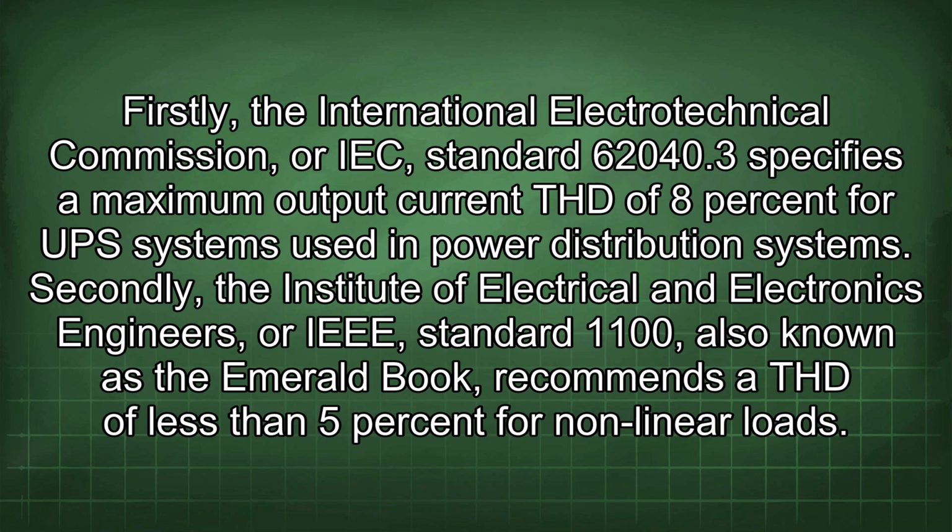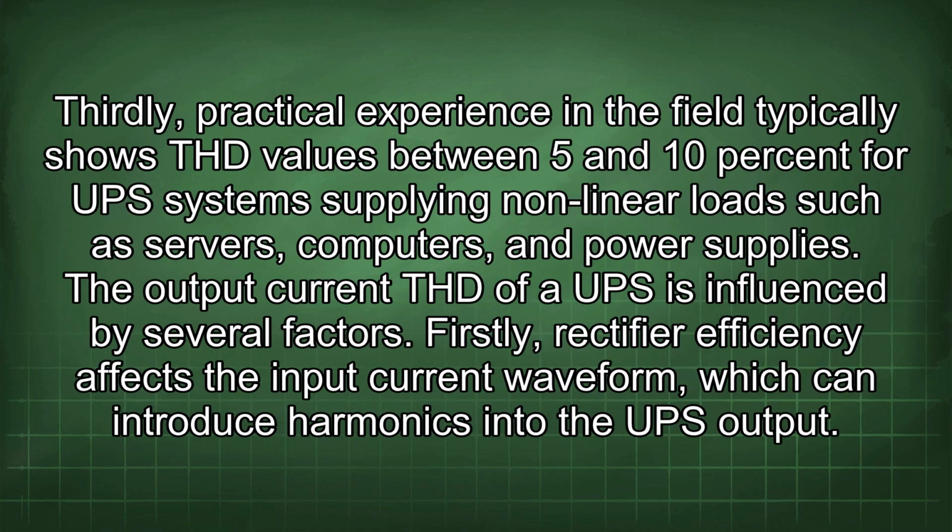Secondly, the Institute of Electrical and Electronics Engineers, or IEEE, Standard 1100, also known as the Emerald Book, recommends a THD of less than 5% for nonlinear loads. Thirdly, practical experience in the field typically shows THD values between 5 and 10% for UPS systems supplying nonlinear loads such as servers, computers, and power supplies.